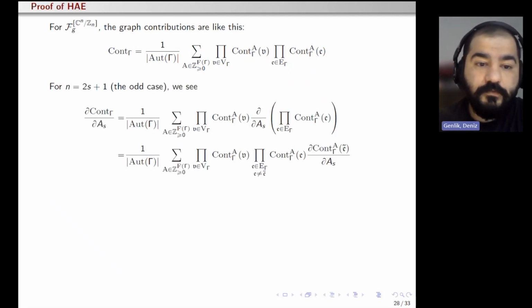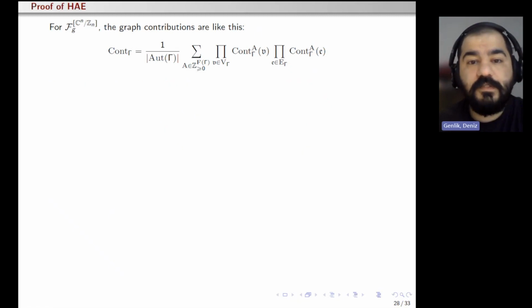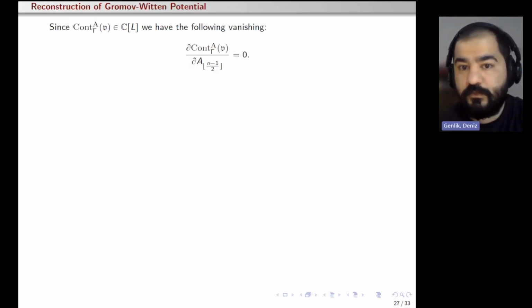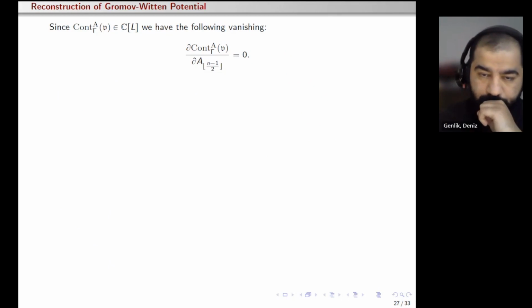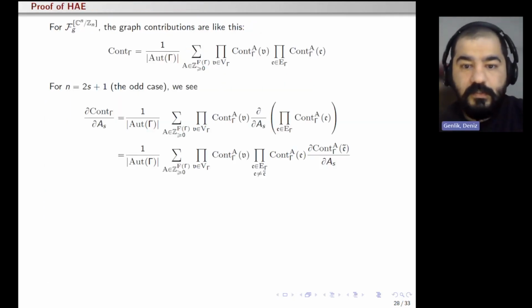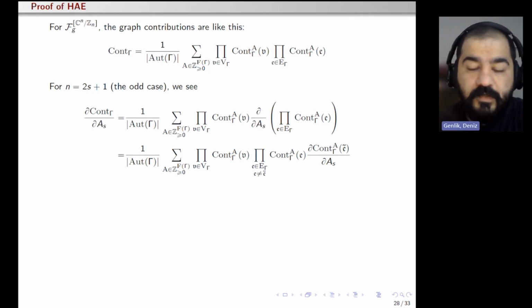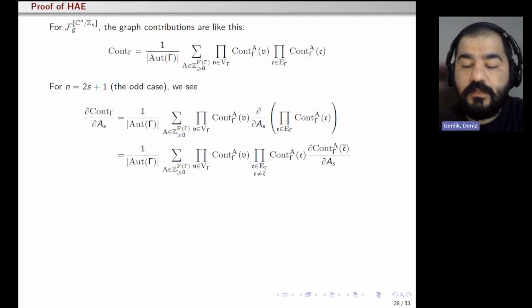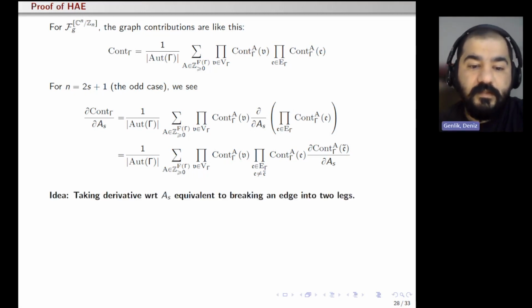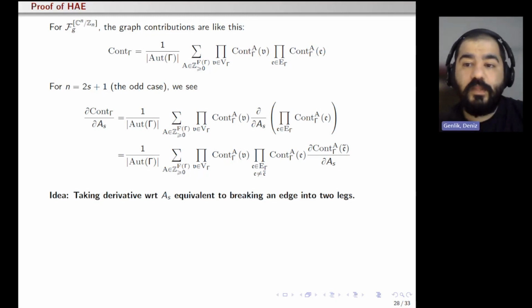And if you take the derivative of this one with respect to A_S, we just said with this vanishing result, the vertex contribution's derivative with respect to A sub S is 0. So this derivative doesn't see that and only takes the derivative of the edge contribution part, and we get the second line. But we just discussed that the derivative with respect to A_S of an edge contribution produces a leg contribution somehow. So taking the derivative with respect to A_S becomes equivalent to breaking an edge into two legs.